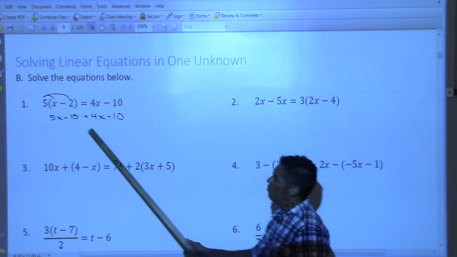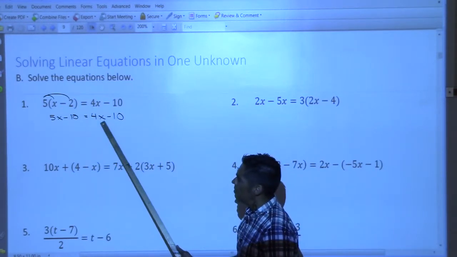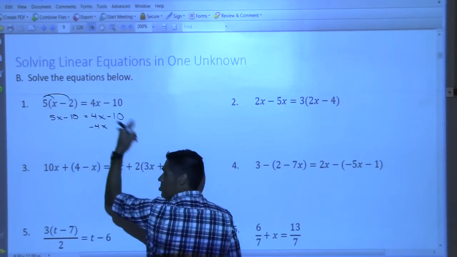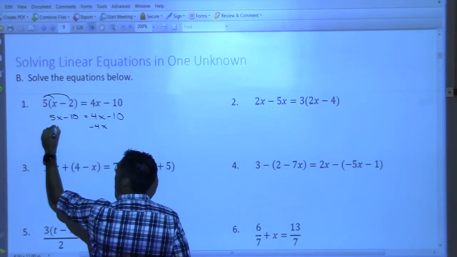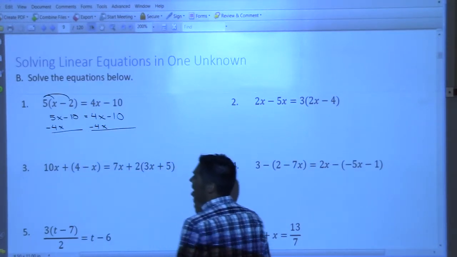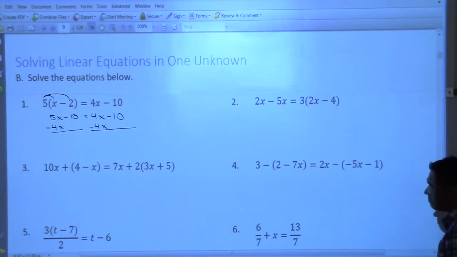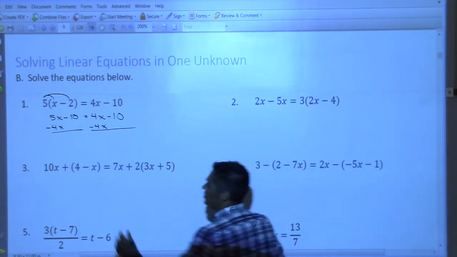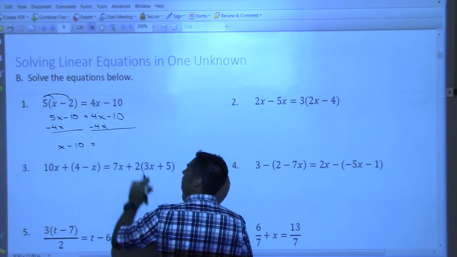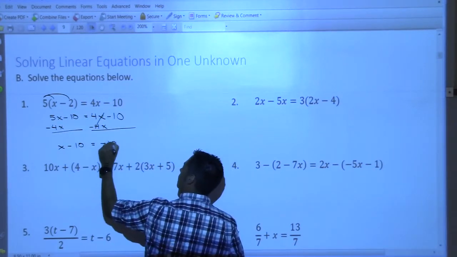Okay, so if I want to move my x's to the left side, I need to get rid of this 4x here. How do I do that? Subtract it. Subtract 4x. Whatever I do to the right side, I have to do to the left side. And let's go ahead and just do just that. If I did that, what would I have on the left side of the equation? x minus 10 would still be there. Equals, what's over here? Negative 10.